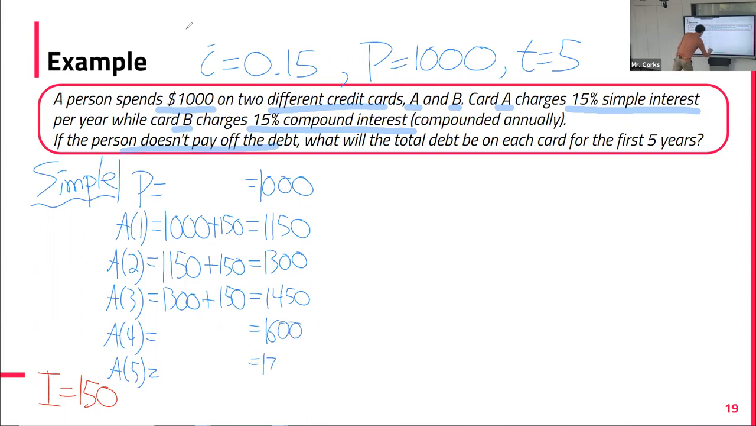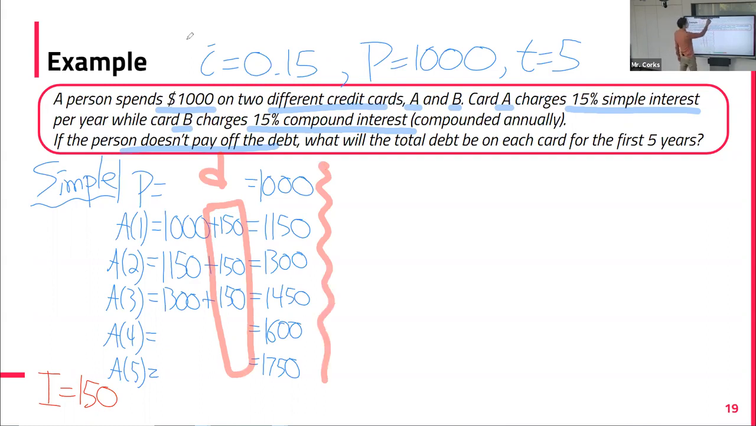1,600, 1,750. Of those two sequence types that we saw, arithmetic and geometric, which one does this resemble? Arithmetic. So we have this D value here. It's a common difference. Each time we're just adding 150. So it is an arithmetic sequence, and we'll see that with the formula for this in a moment.